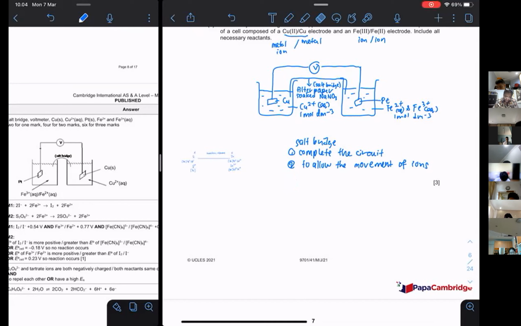Another one. Number 3 is to separate the two electrolytes. So if you don't use a salt bridge, the two electrolytes will be mixed together, which we don't want. The copper 2 plus and Fe2 plus, Fe3 plus, they might actually have anions that might react with each other. We don't want that. So there are three functions for the salt bridge.